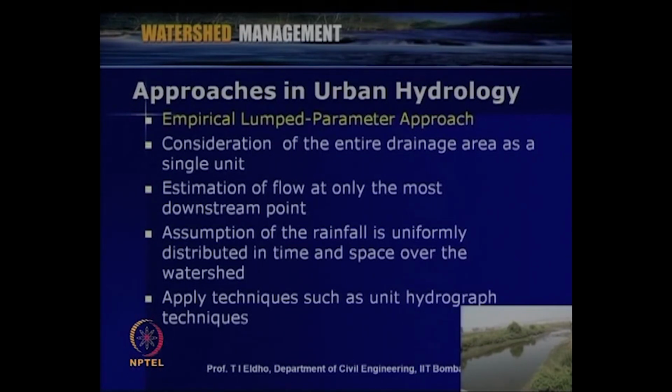First one is the empirical lumped parameter approach. In the empirical lumped parameter approach, we consider the entire drainage area as a single unit, and we estimate the flow only at the most downstream point, the outlet of the watershed. Then we assume the rainfall is uniformly distributed in time and space over the entire watershed, and then we can use a technique like the unit hydrograph or instantaneous unit hydrograph, and see how the system is behaving.